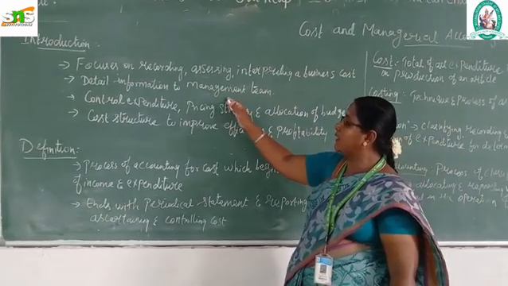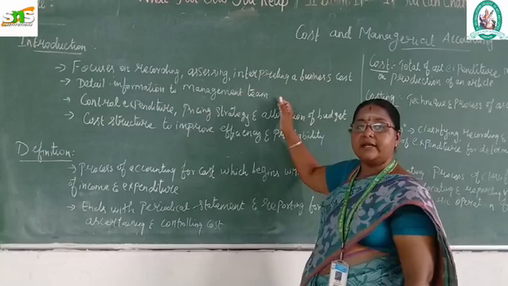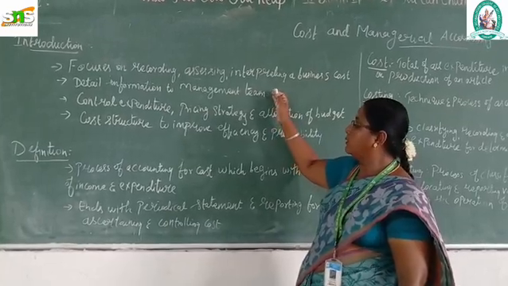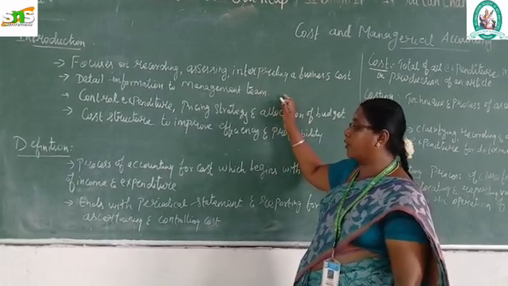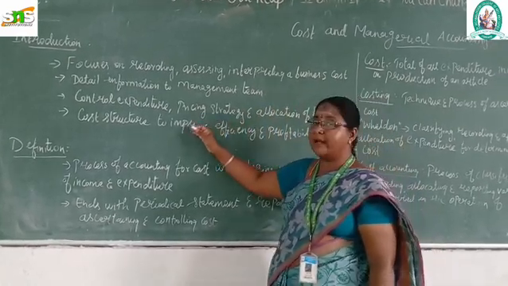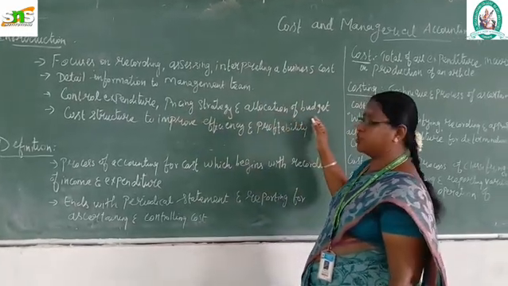The second one is detailed information to the management team. So by fixing a cost to the product, it gives detailed information to management for decision making and for fixing the pricing of a particular product. So cost accounting is also mainly helpful for controlling the expenditure, pricing strategy and allocation of budget.